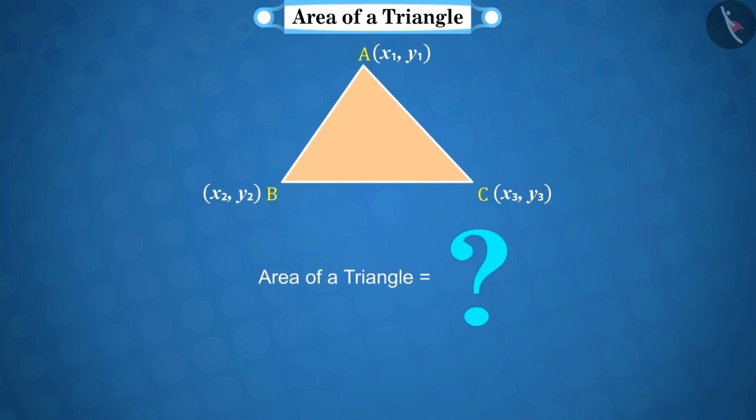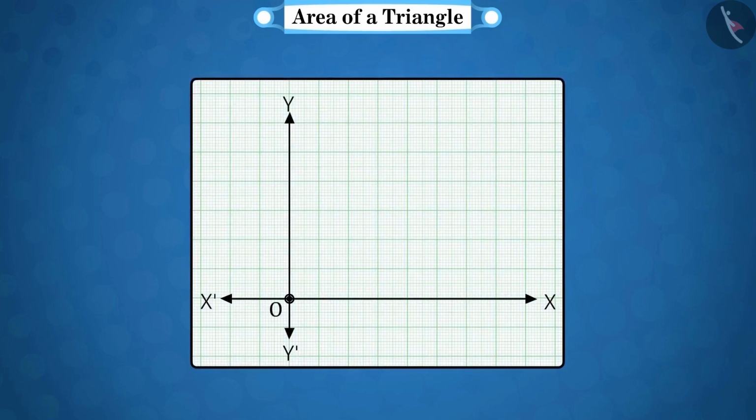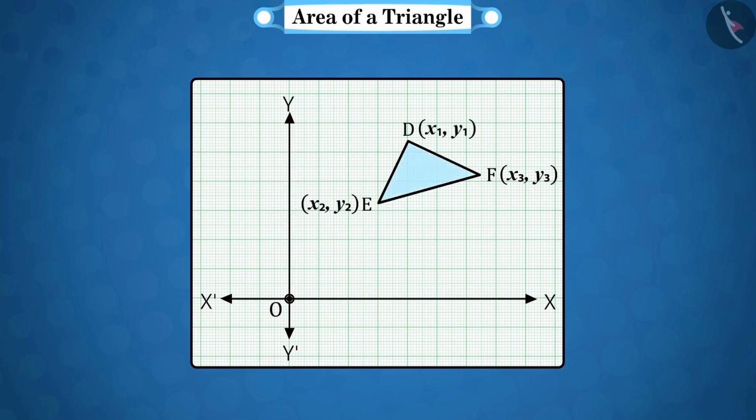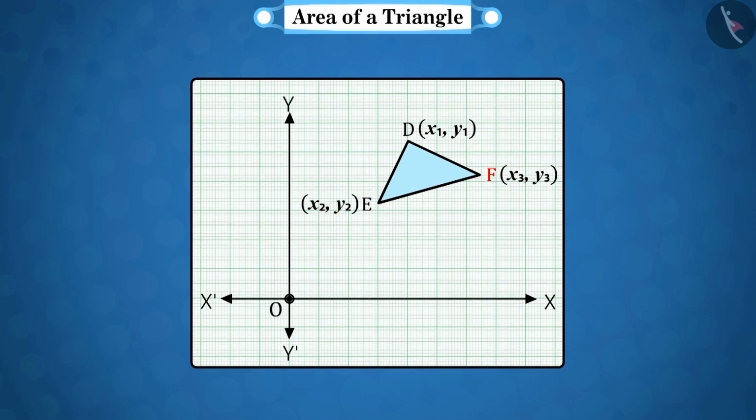Let's discuss. In a plane with x-axis and y-axis, let DEF be a triangle. The coordinates of the vertex D are x1, y1. The coordinates of E are x2, y2, and the coordinates of F are x3, y3.